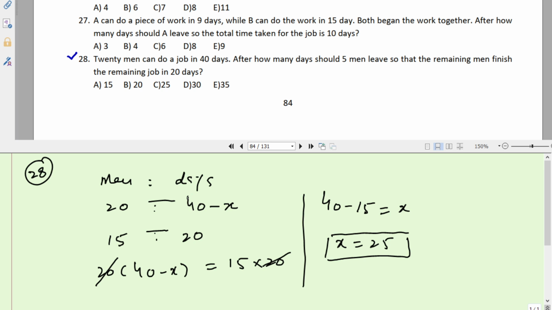After 25 days, it will be 15. Okay. 40 minus 25, it will be 15. 20, 15, 15, 20. It also makes sense because if these two are the same, then these two should also be the same. That's also a trick for solving this type of question: if these two are the same, these two must be the same. So this 40 minus x should be equal to 15. So you just found the value of x. Well, after 25 days, 5 men should leave. Okay, so the answer is 25.